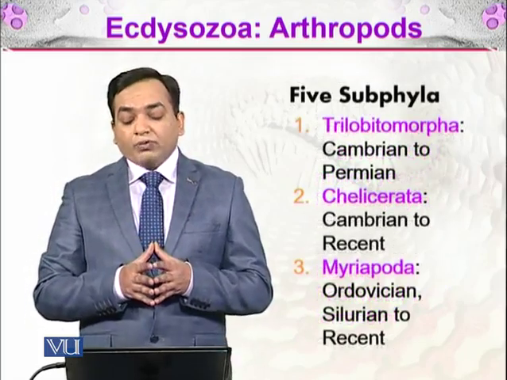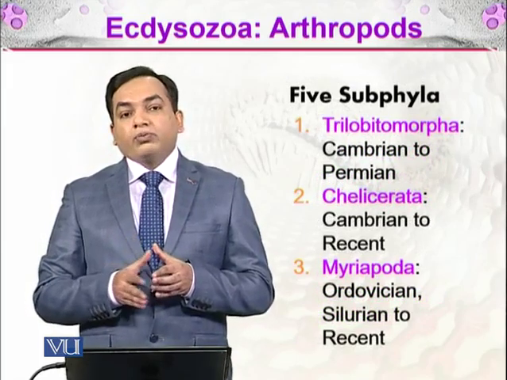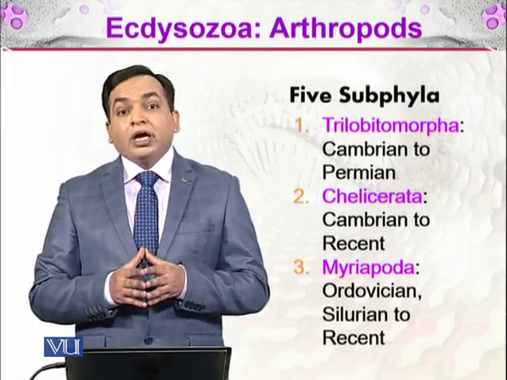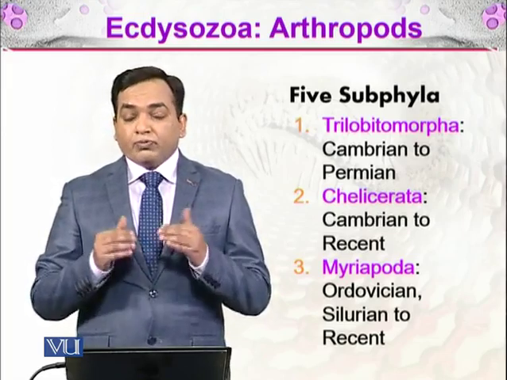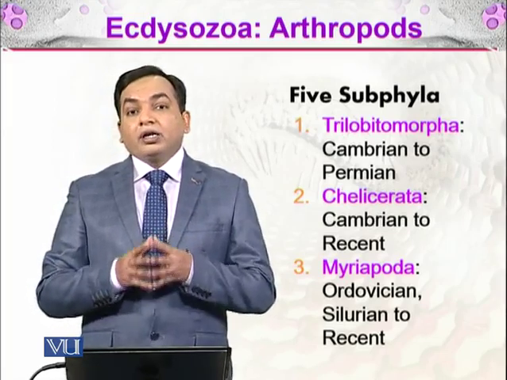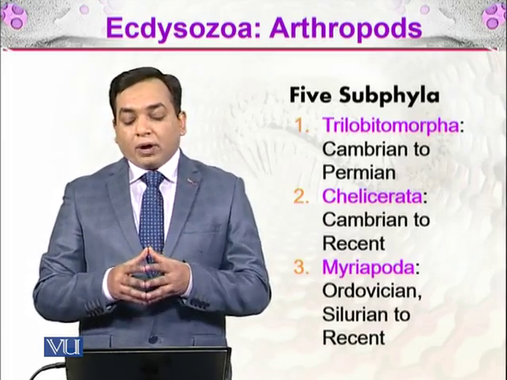So the 5 subphyla. One of the first is the Trilobitomorpha, and it existed from the Cambrian to the Permian, and it is extinct. We cannot see any trilobites today, but we have an excellent fossil record with which we can study the earlier life forms or the ancestors of modern arthropods.